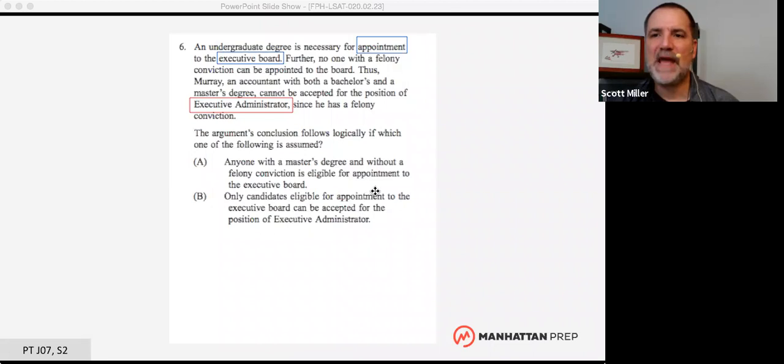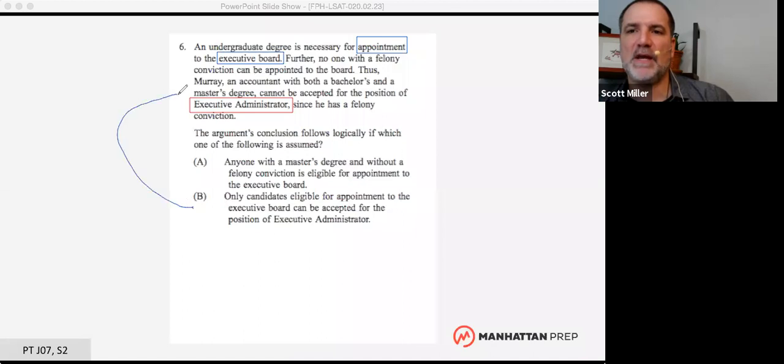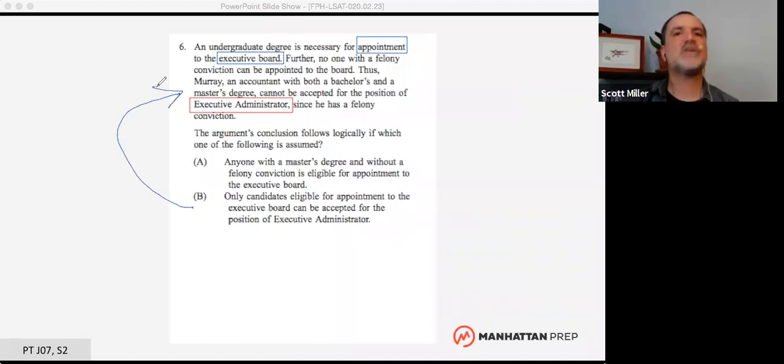You have to be eligible for the executive board in order to be accepted for the position of executive administrator. We know that based on this information, Murray isn't eligible for the executive board. The way this works is for a sufficient assumption question, the correct answer is a missing premise. If we were to take answer choice B and plug it back into the argument as a premise, we would have a valid argument. That's what the correct answer should do.